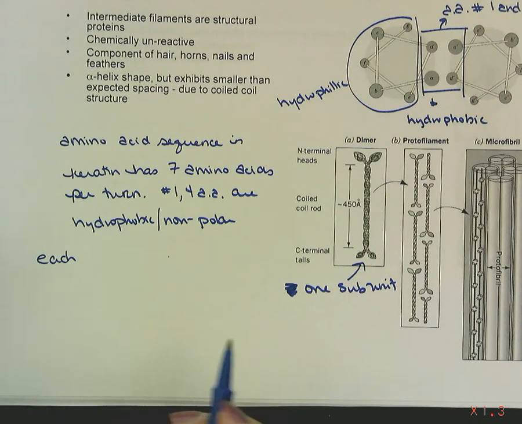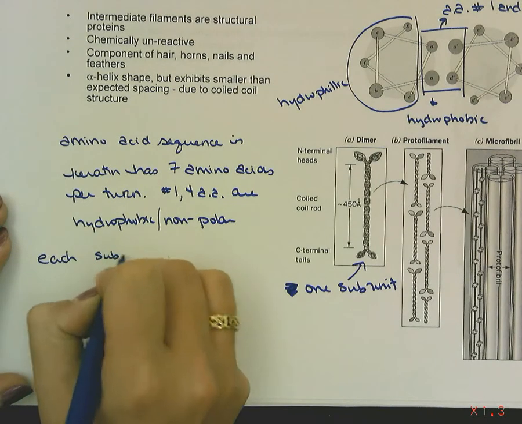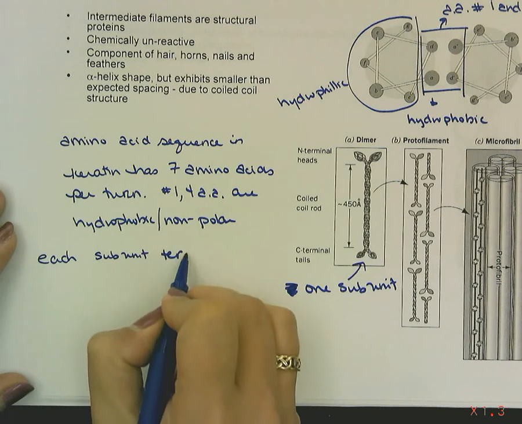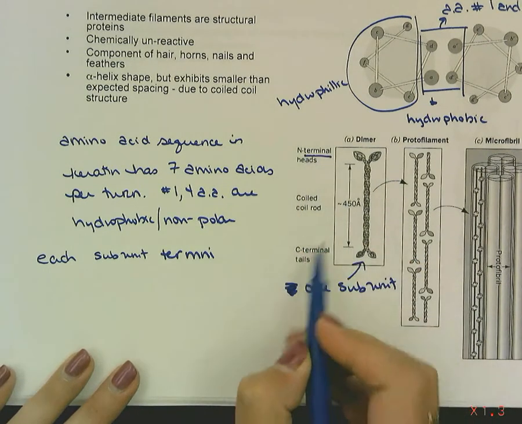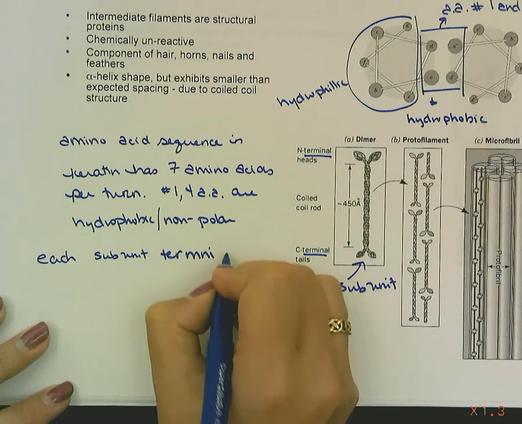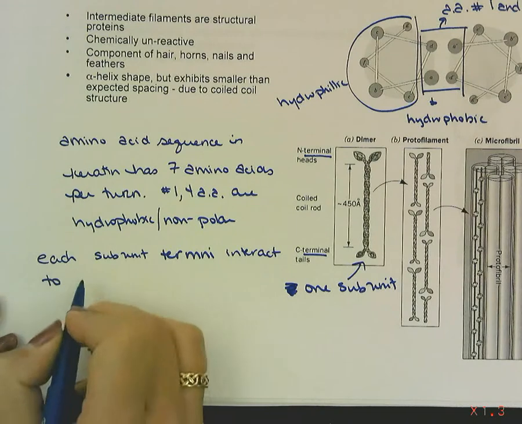One subunit. What part of the dimer would be the termini? The middle or the ends? Ends, excellent. And those are even labeled. N terminal, C terminal. So each subunit termini interact to form a tetramer.